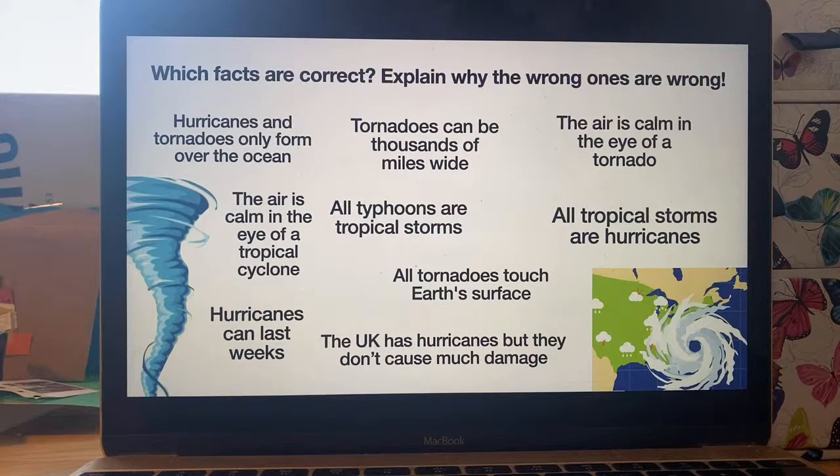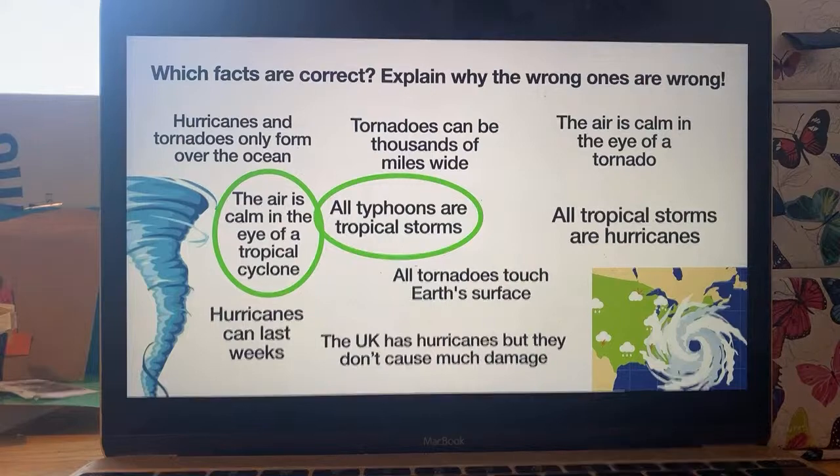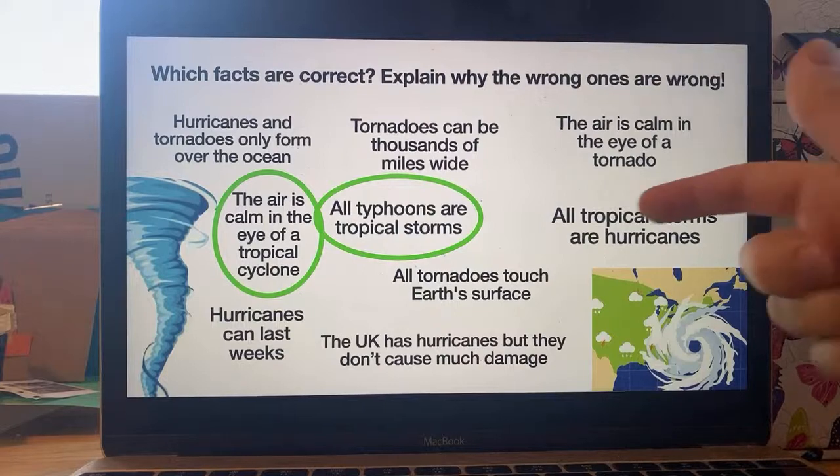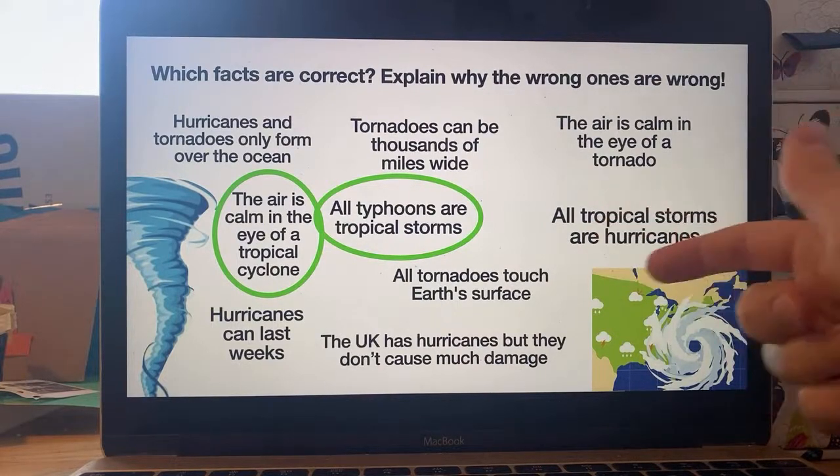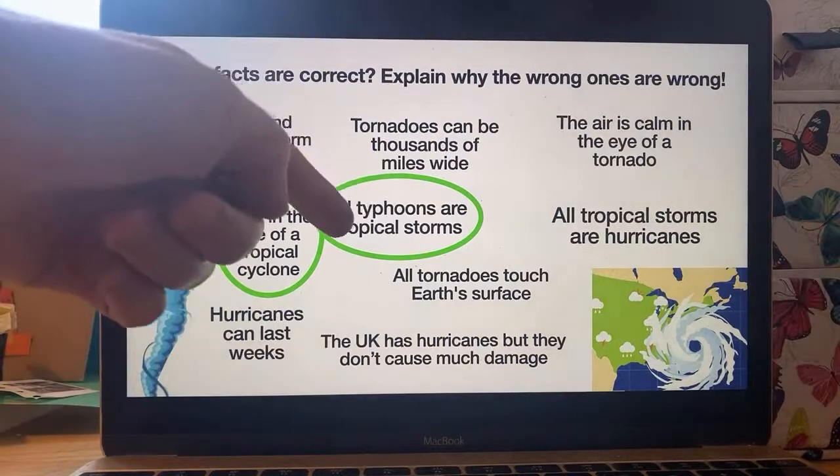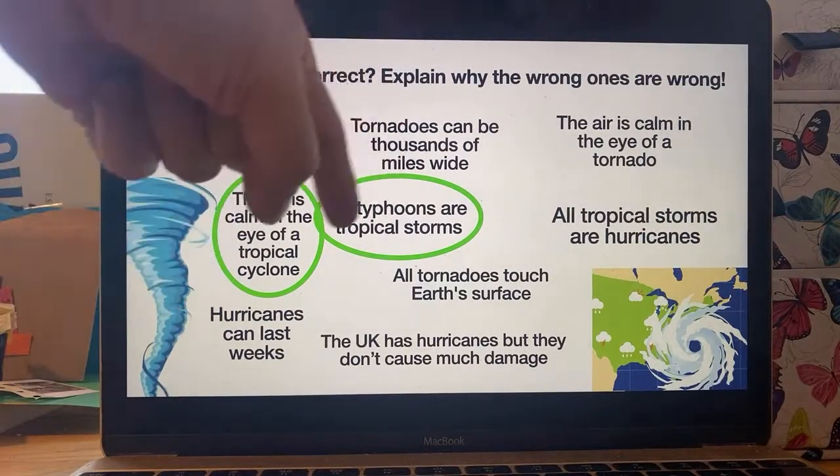How are you doing? Shall I go through the answer? Okay, I'll tell you which ones are right. The air is calm in the eye of a tropical cyclone. That is correct. You could drive a plane into it, although don't do that without training. All typhoons are tropical storms. Yeah, they are. All tropical storms don't turn into hurricanes, typhoons, and cyclones. But if it is a cyclone or a hurricane or a typhoon, then it is a tropical storm.